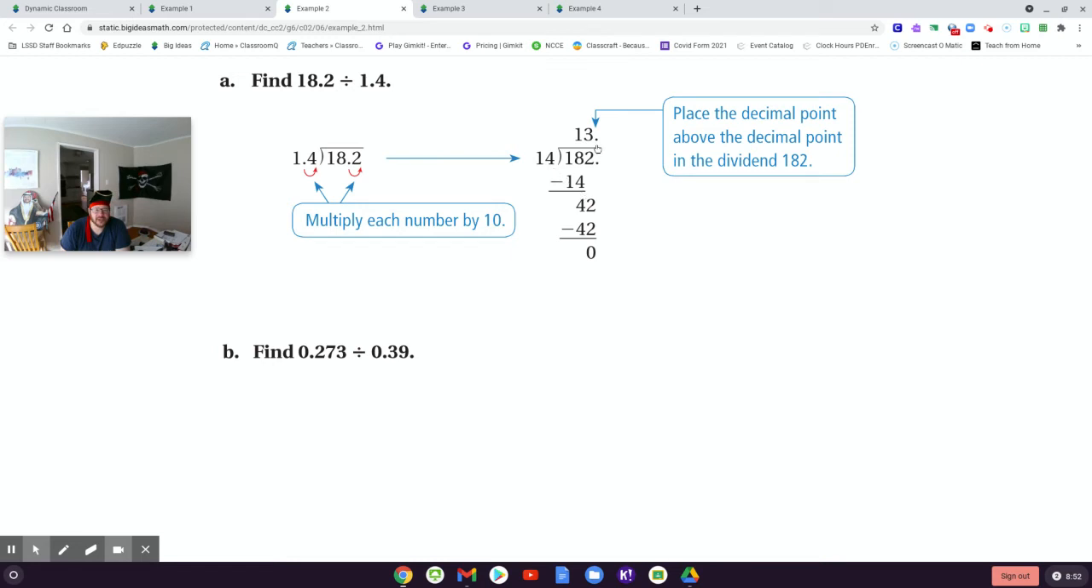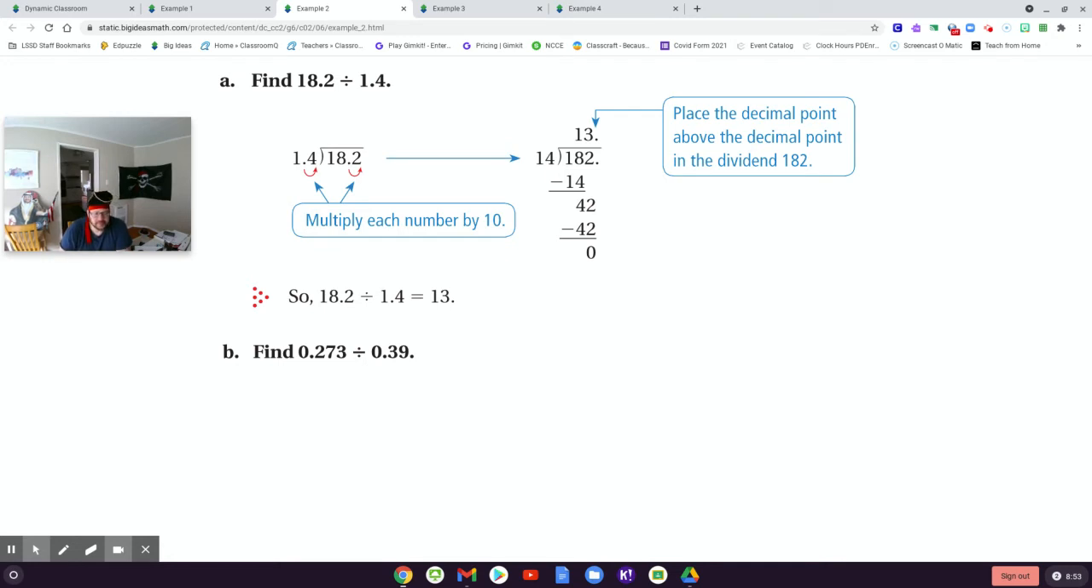And our answer here would be 13.0 or just 13. Okay. So now try B on your own. How many times are we going to have to move the decimal spot over for B? We do have to move it over 2 spots because this 0.39, you got to move it over 2 spots. So you're actually doing 27.3 divided by 39.